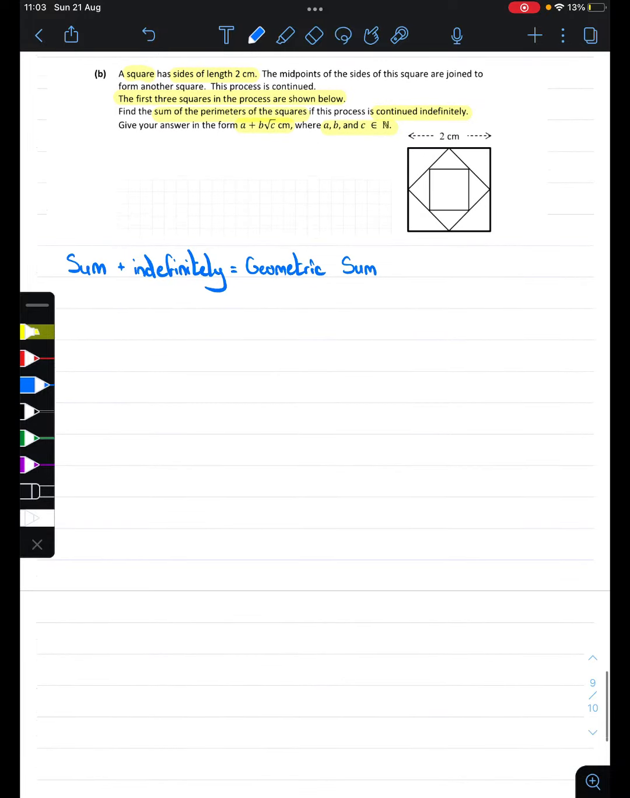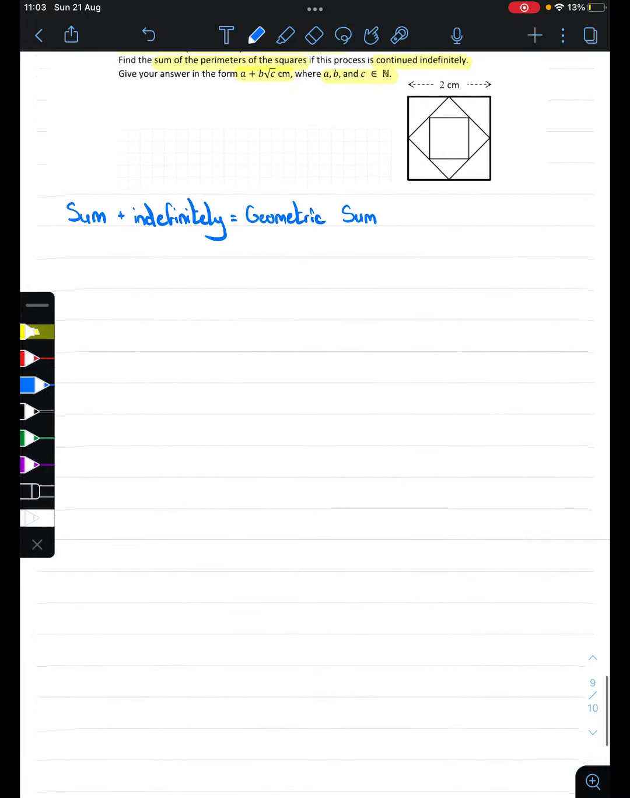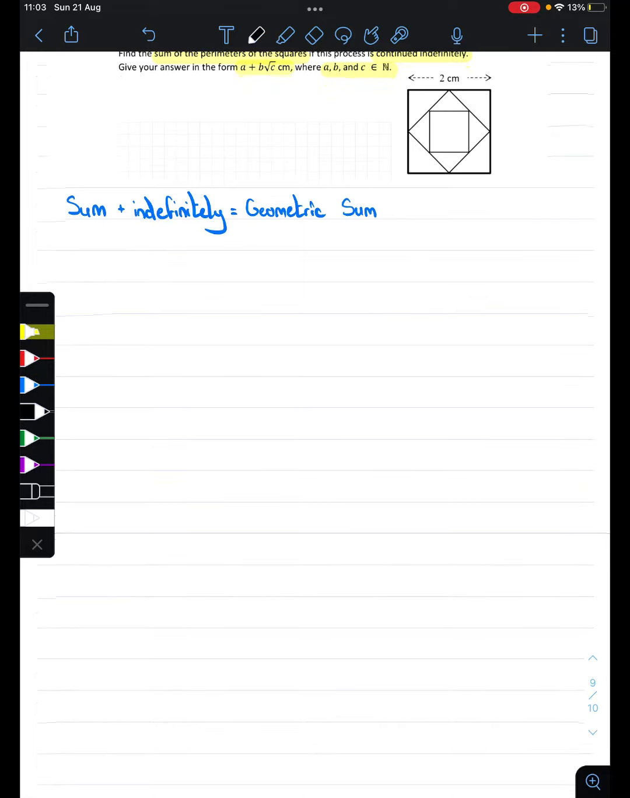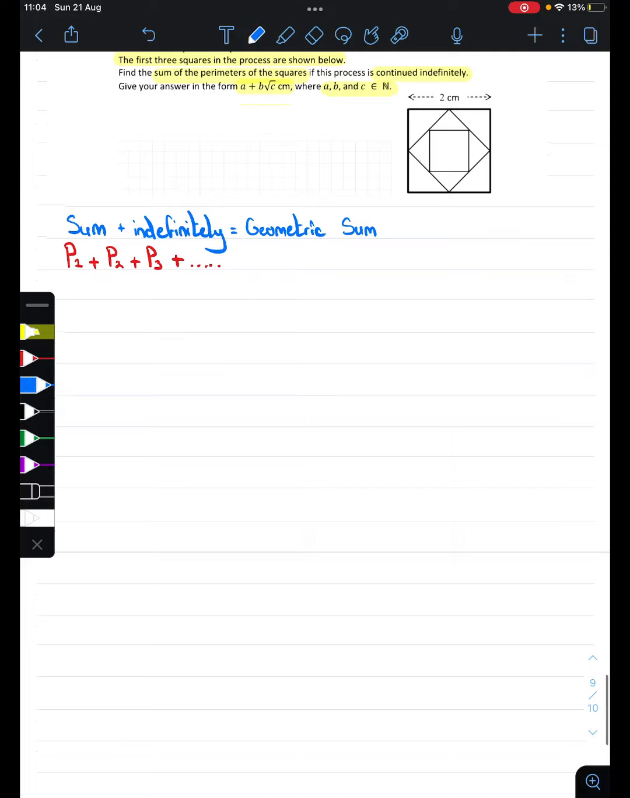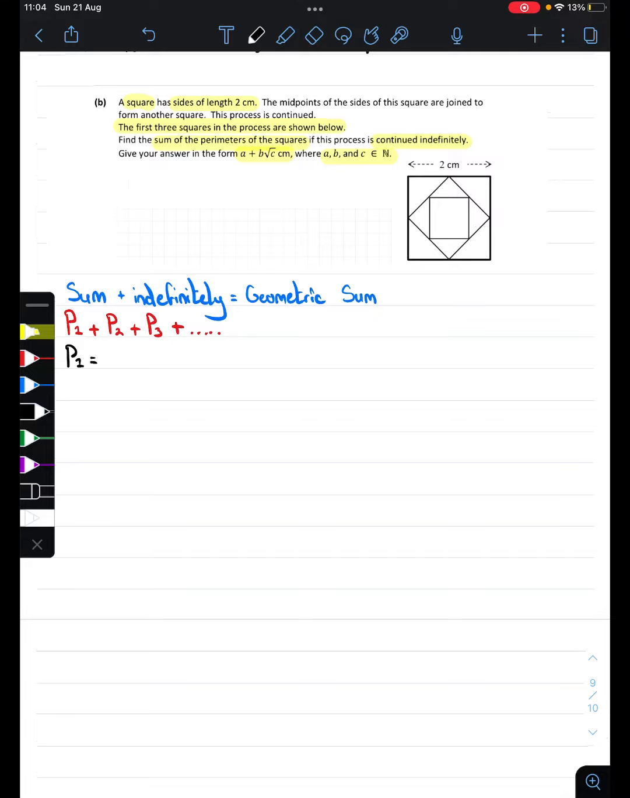Okay, so we're adding the perimeters. So we're summing the perimeters. So let's say P1 plus P2 plus P3 plus so on and so forth. Well, first of all, what is P1? Well, P1 is 4 times the length of each side, so just 4 times 2 equals 8.